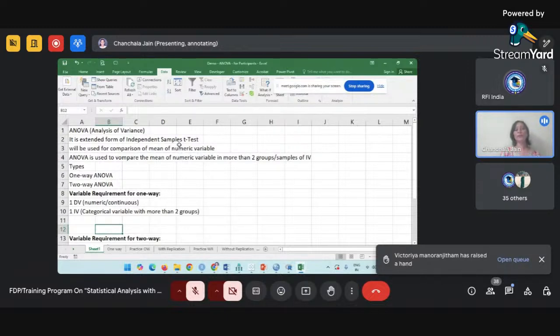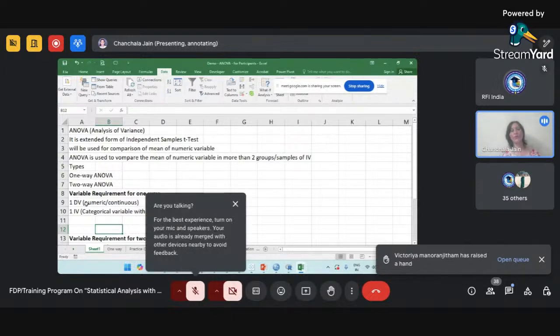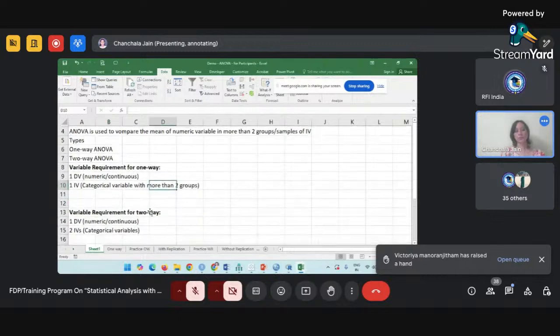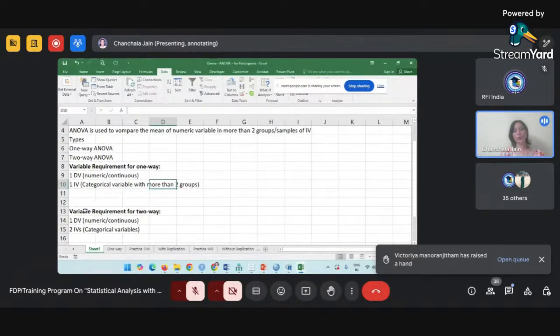In the case of the independent samples t-test, and in the case of one-way ANOVA also, we need the same type of variables: one dependent, one independent, but for ANOVA we need more than two groups available with us, right? Then in two-way ANOVA, we need to have only three variables, one dependent and two independent variables. Dependent will always be your numeric or continuous variable, and independent will be your categorical variables, right?